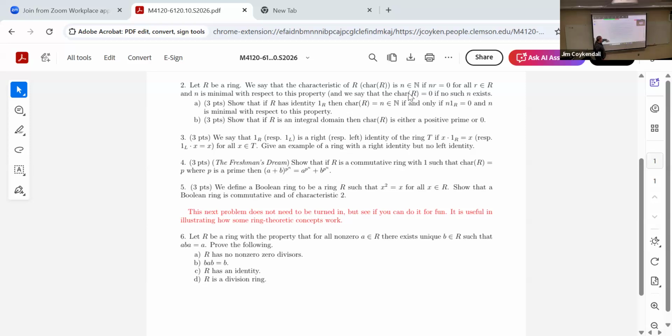This next problem is just for fun. You don't need to turn it in. But if you want to play, it gives you some good exercise in how to deal with ring theoretic properties. Suppose you have a ring R with the property that for all non-zero elements a of R, there's a unique b in R such that aba equals a. Prove the following. Number one, R has no non-zero zero divisors. Number two, bab equals b, sort of the mirror image of that. Number three, R has an identity. And number four, R is sufficient, which I'll tell you about momentarily.